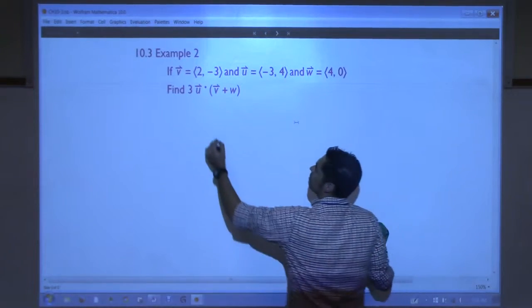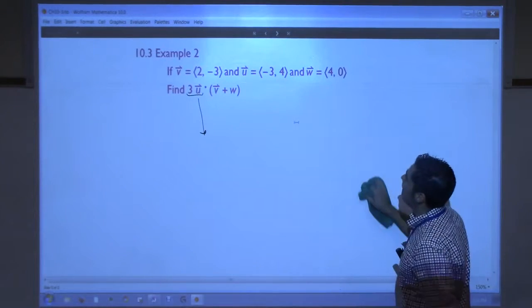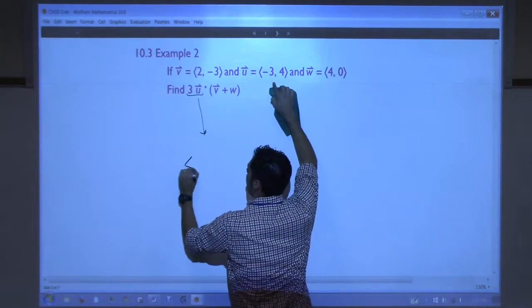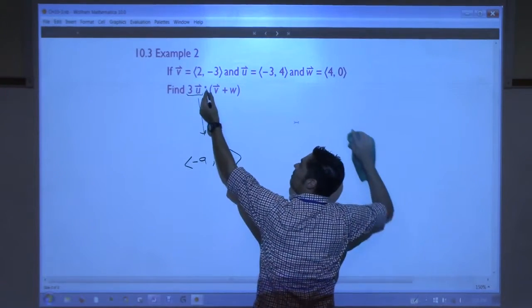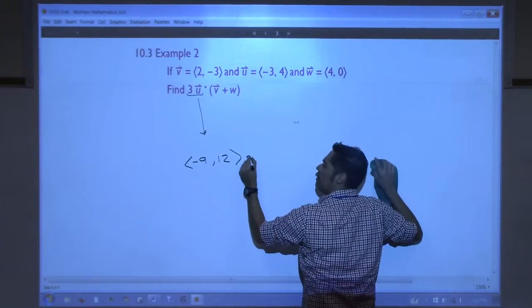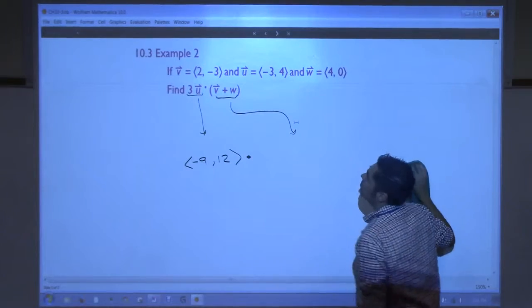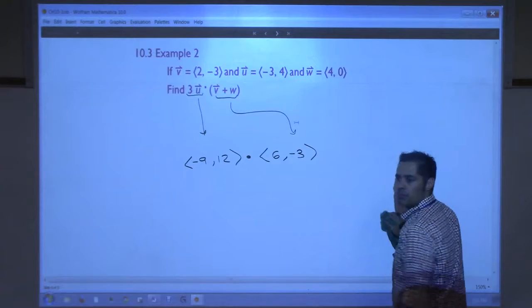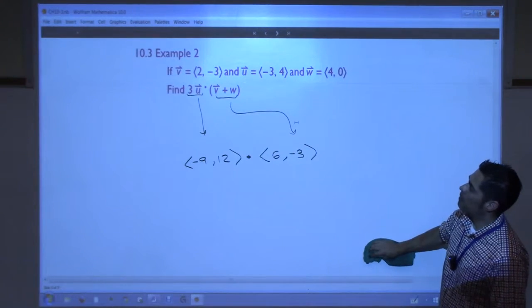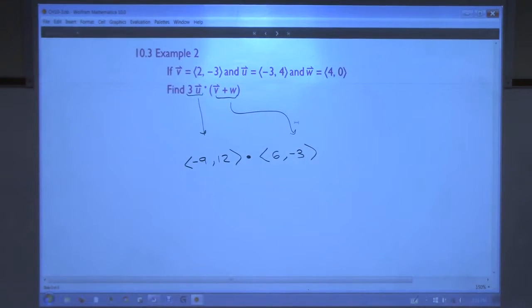All right. Can you tell me very quickly what 3u is? Okay, so it's -9, 12. Okay. And then I'm going to multiply, so dot product with v plus w. What's v plus w? 6, -3. Yes? So the w is meant to be a vector then? Yes, that's bad notation here. Hold on, let me correct it in my notes. Thank you for pointing that out.